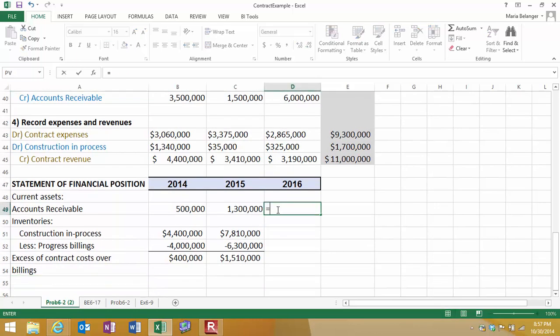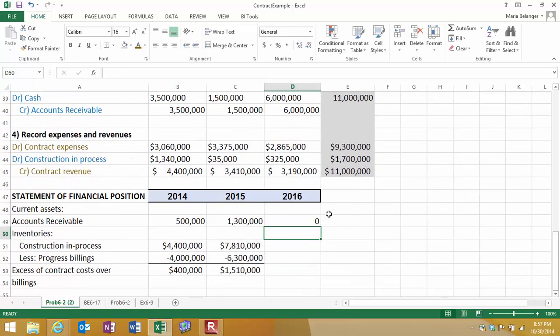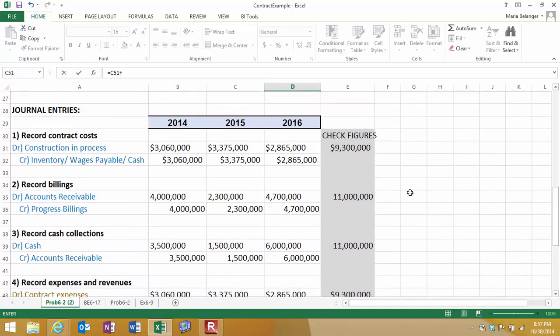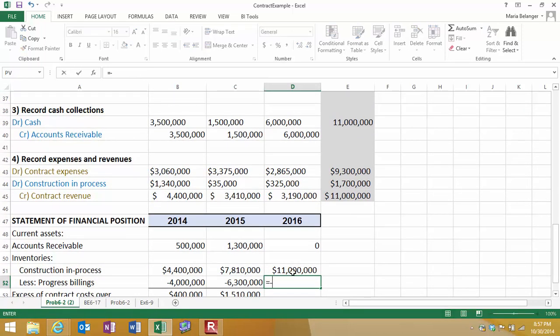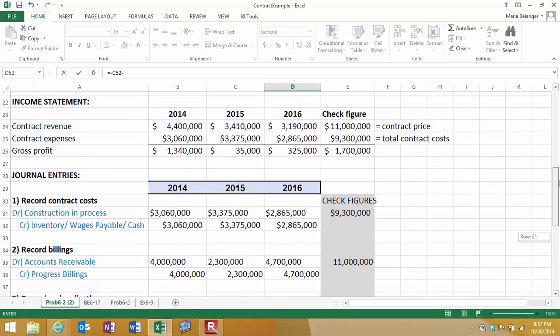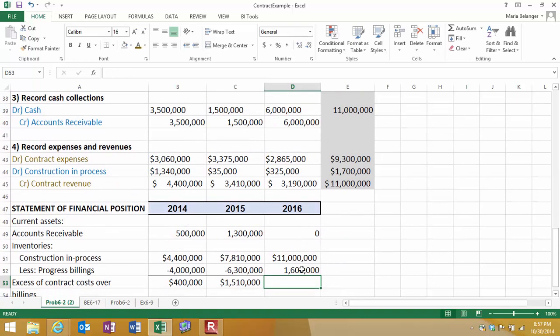And then in the last year, opening balance plus new invoices minus cash collected. And in this case here, we collected all the cash, so there's no balance left at the end. We repeat the process with our construction in process, plus new contract costs, plus a gross profit, $11 million. And we do the same thing with our progress billings. I'm showing them as negative because they're a contra asset account. So my billings right here, 4.7 million.